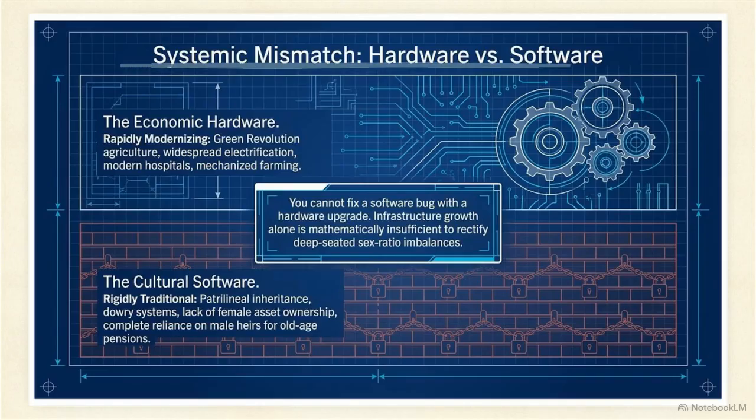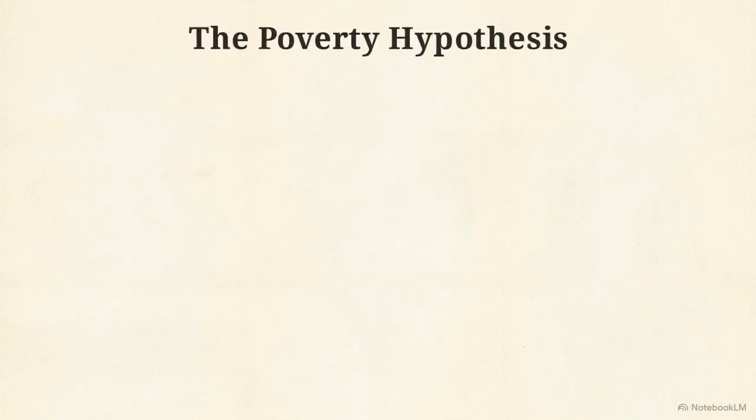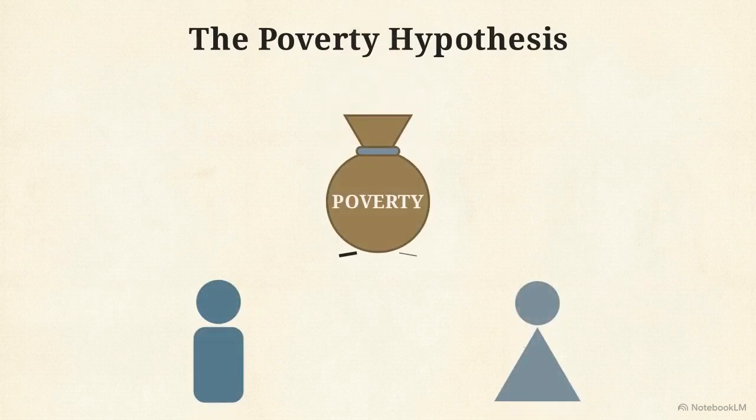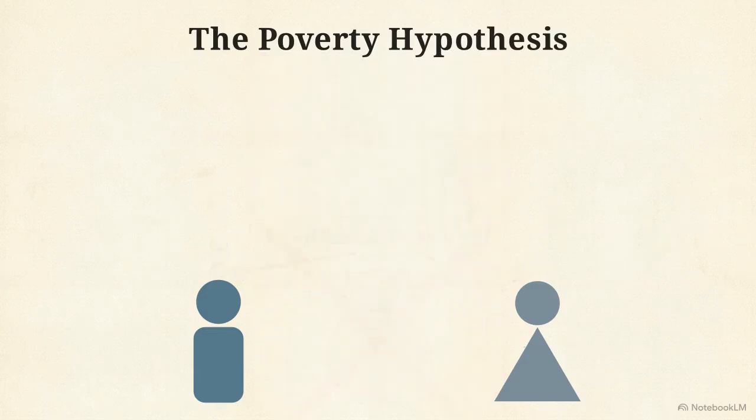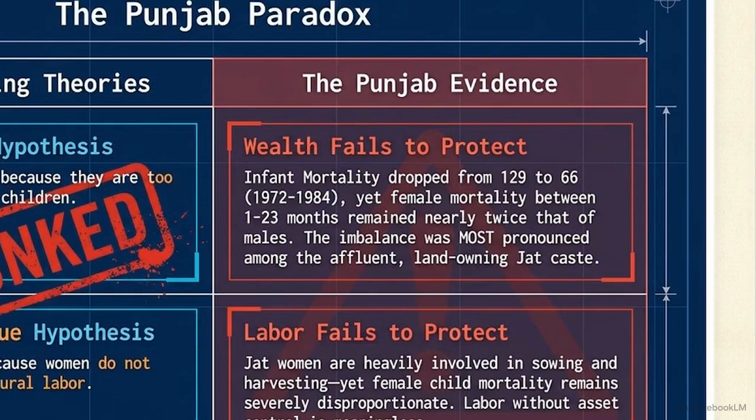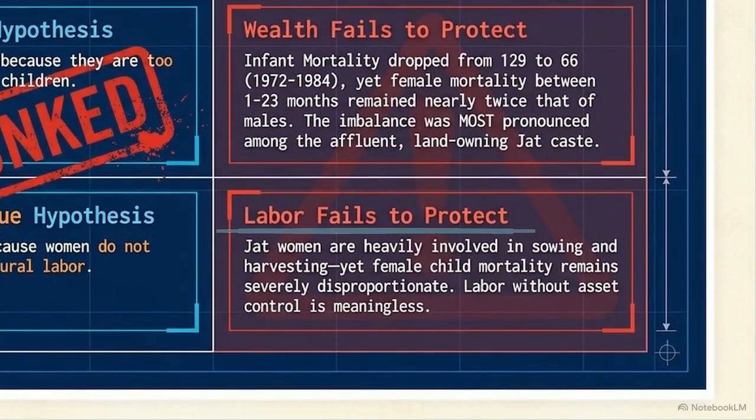This creates a severe systemic mismatch. This comparison shows rapidly modernizing economic hardware, like mechanized farming and hospitals, clashing with rigidly traditional cultural software. For decades, development economists operated under the poverty hypothesis, the belief that families neglected girls because they were too poor to feed all their children. The data from Punjab debunks this. As wealth increased, female mortality imbalances actually worsened, especially among affluent families. Even high female labor participation offered no protection.